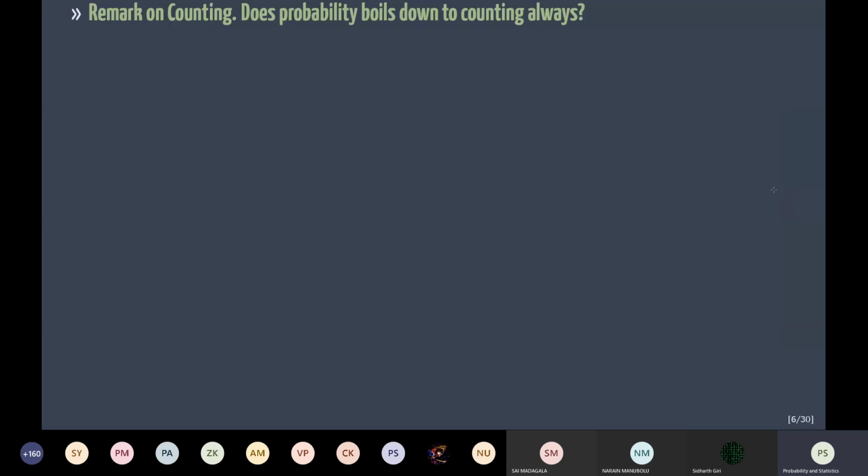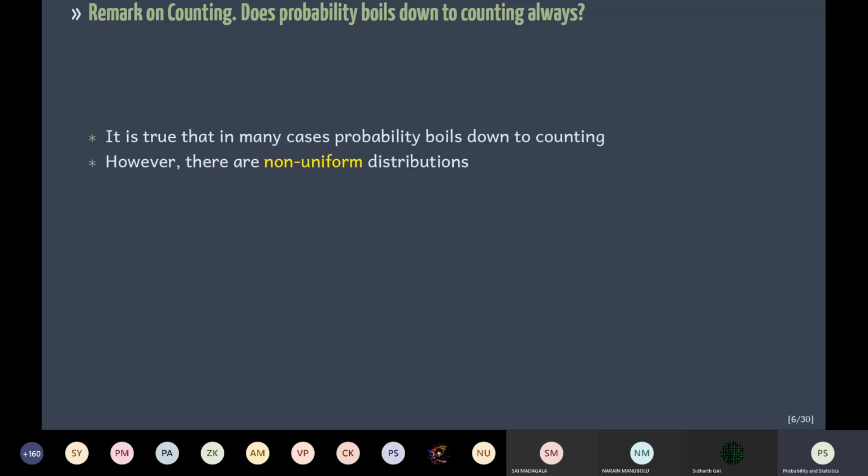Okay, so I would like to remark on counting. So the question is, does probability always boil down to counting? Is it true that in many cases probability boils down to counting? That's a fact. However, there could be non-uniform distributions also. For example, the number of heads may be more likely than the tail. So it's not really equally likely.